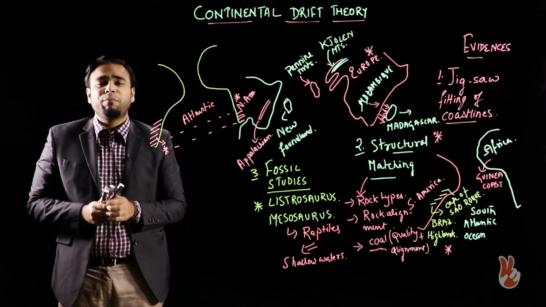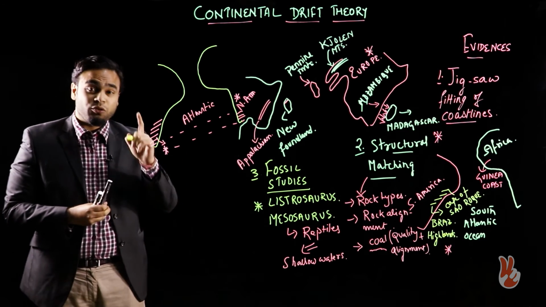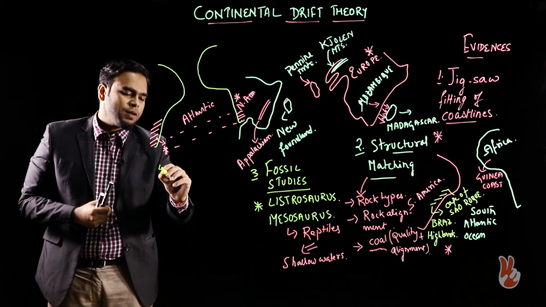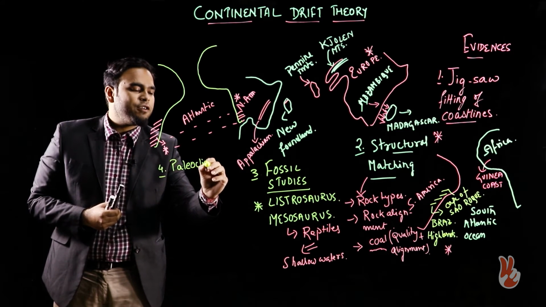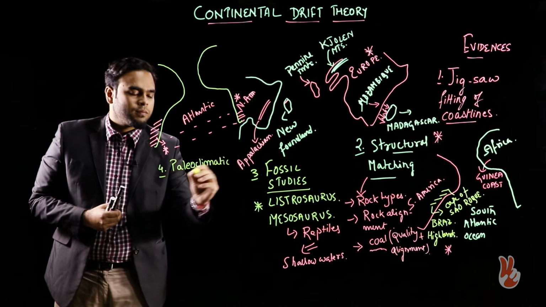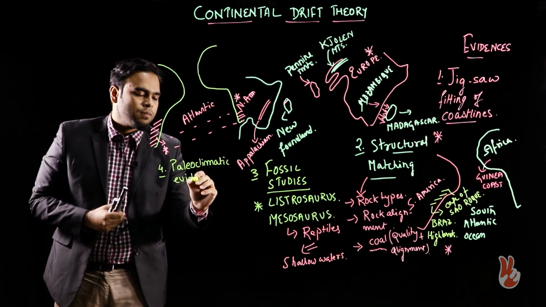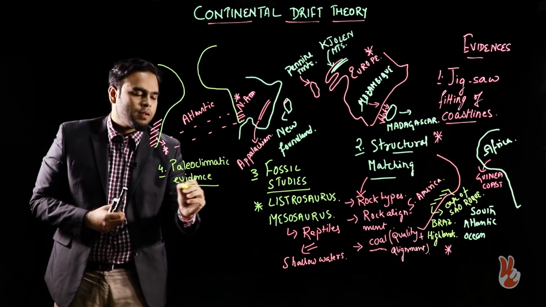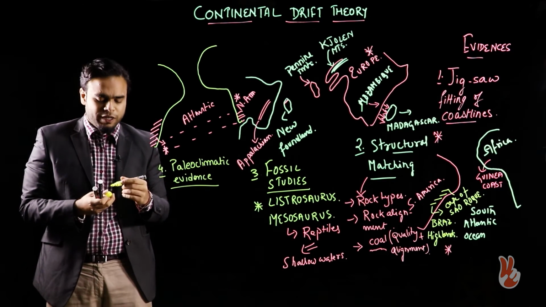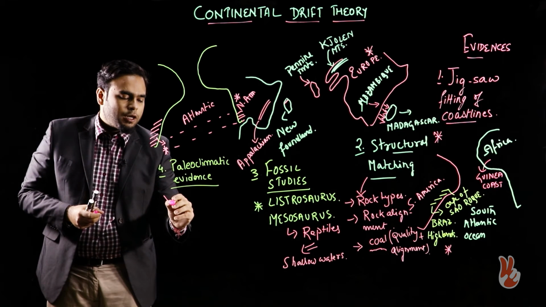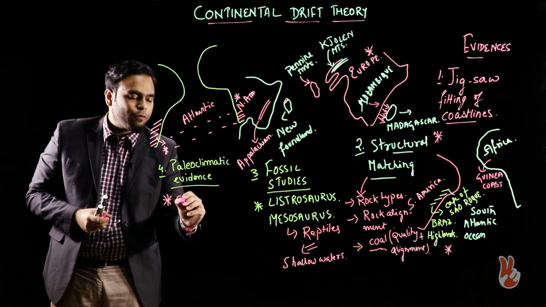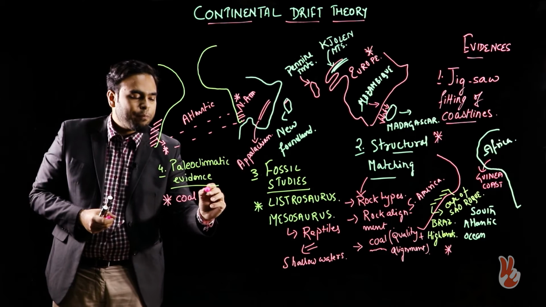Now the last example that he gave was related to paleoclimatic evidence. Now what is this paleoclimatic evidence? Here he talked about two important aspects. Number one, he talked about the presence of coal in temperate regions.